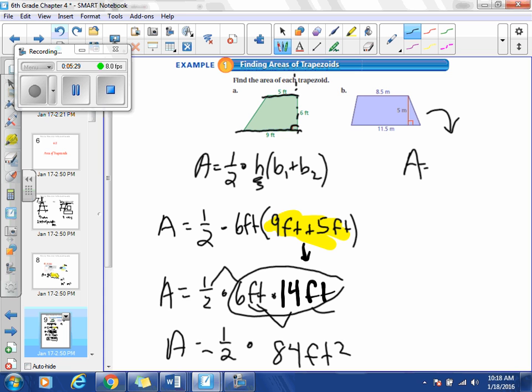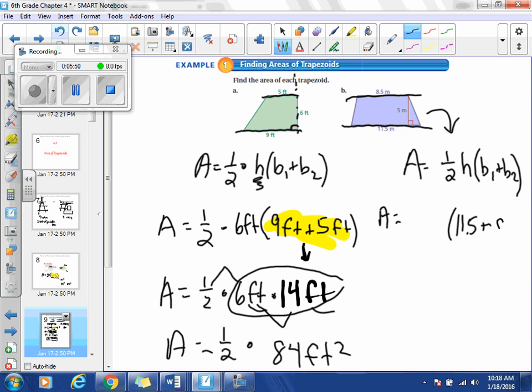So for part B over here, I'm going to start by writing my formula. Area equals 1/2 times height times the sum of the bases. So first thing I'm going to do is add my bases together. My bases are the two parallel sides. So 11.5 plus 8.5 meters. 11.5 plus 8.5, and that's meters and meters.